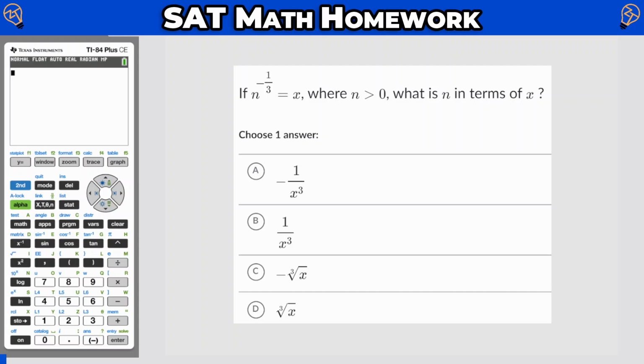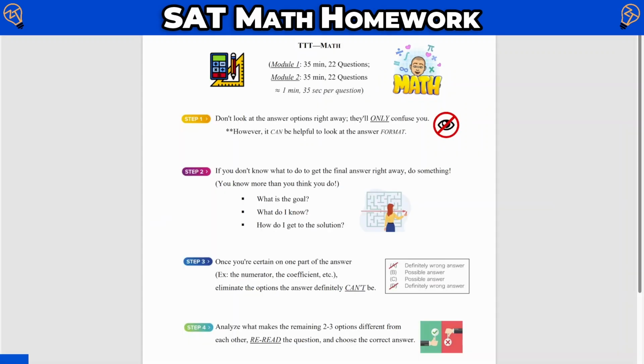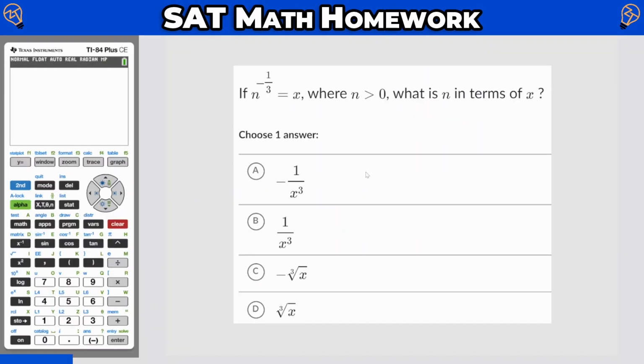So this is a perfect example of where, when we look at our triple T document, we can look at step 1, which says, don't look at the answer options right away. They'll only confuse you. However, it can be helpful to look at the answer format. And notice the answer format shows all of these in terms of x. In other words, there's no longer an n in any of these, which makes it clear that they're saying get n all by itself.